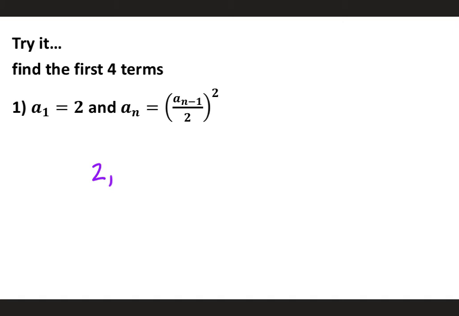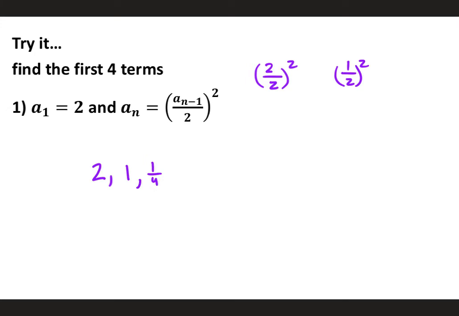So we would take the previous term, that is 2, divide it by 2, and square it. 2 divided by 2 is 1. 1 squared is 1. Bam. That's the next term. Then, to get the next term, we're going to do the same thing. We're going to take the previous term, which is 1, divided by 2, square it. 1 over 2 squared, that's 1 times 1, over 2 times 2, that's 1/4.